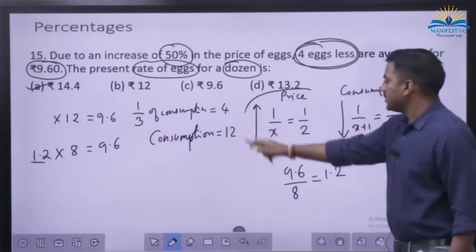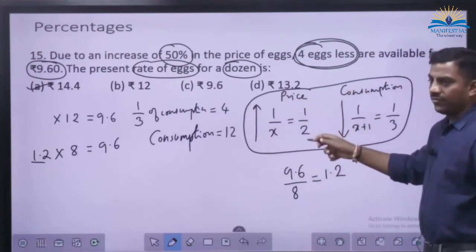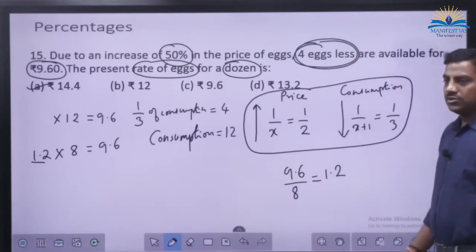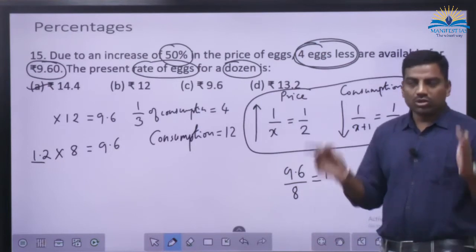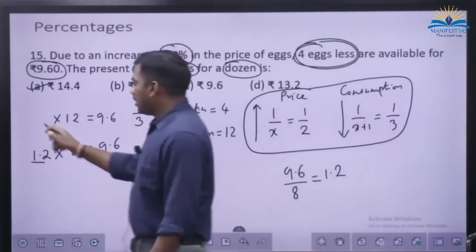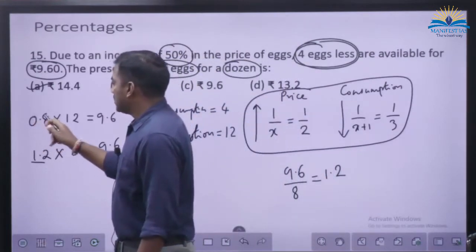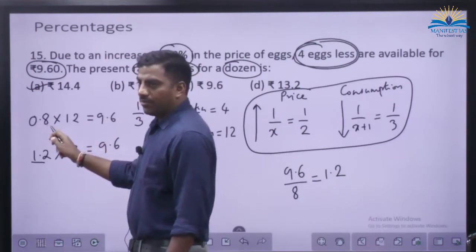Concept is only this. Price rises by half, then consumption is reduced by 1 by 3. That 1 by 3 is nothing but 4x. So the total consumption was 12. That has reduced to 8. Earlier the rate was 0.8 because 9.6 divided by 12 would give me 0.8.